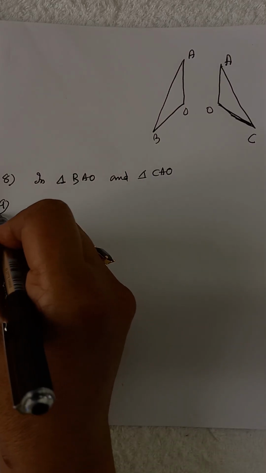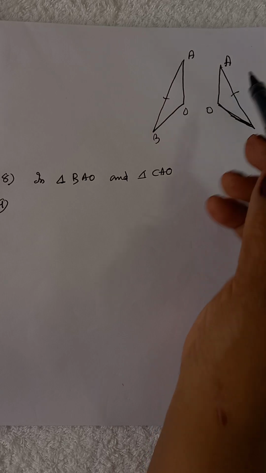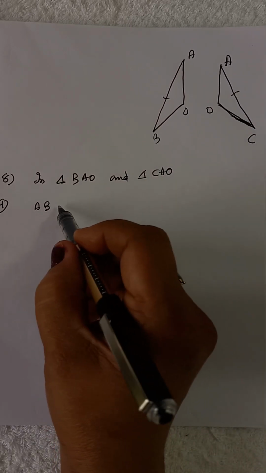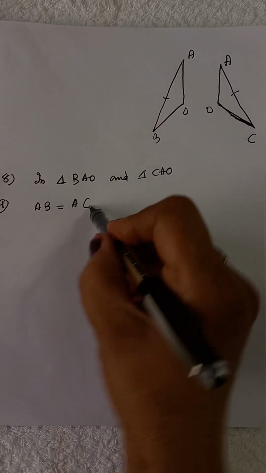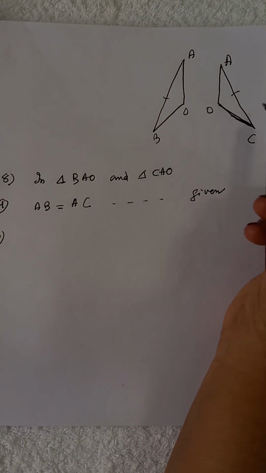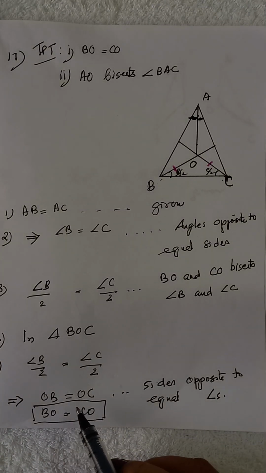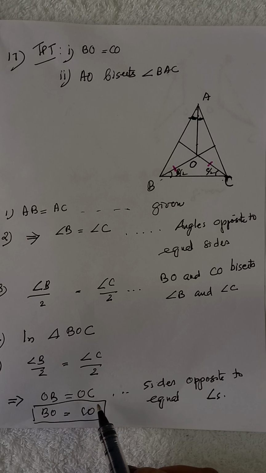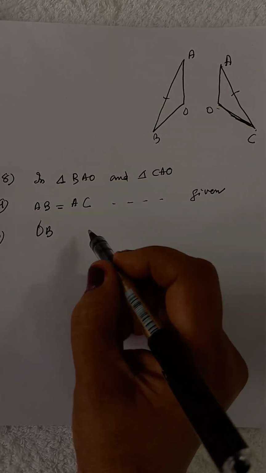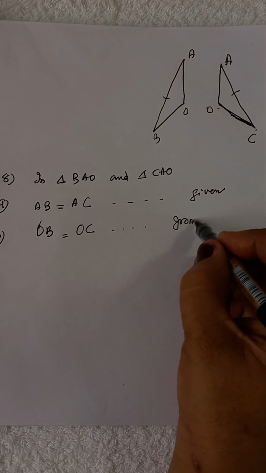Now ninth point, what is given in our question? AB is equal to AC. So we can write AB is equal to AC. Reason is given. 10th point, what about this OB and OC in these two triangles? See this, in point 6 we have arrived at OB as equal to OC. So we can write OB is equal to OC. Reason is from point 6.